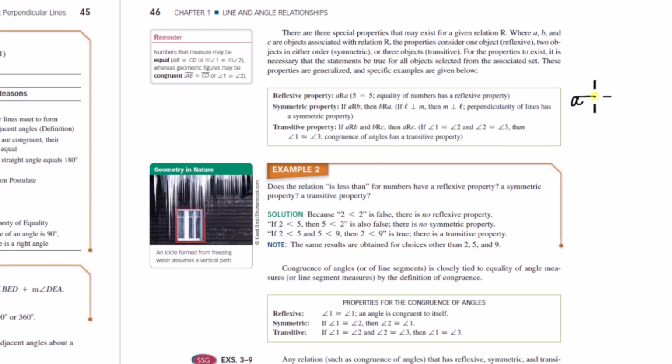If A is equal to B and B is equal to C, then A must be equal to C, right? But okay, maybe that's not the case with congruence. That's the case for numbers. Well, that is the case with angles, so if angle 1 is congruent to angle 2, and angle 2 is congruent to angle 3, then angle 1 is congruent to angle 3. But maybe with congruence of other figures, they say congruence of angles has a transitive property, but maybe with other figures that's not the case.